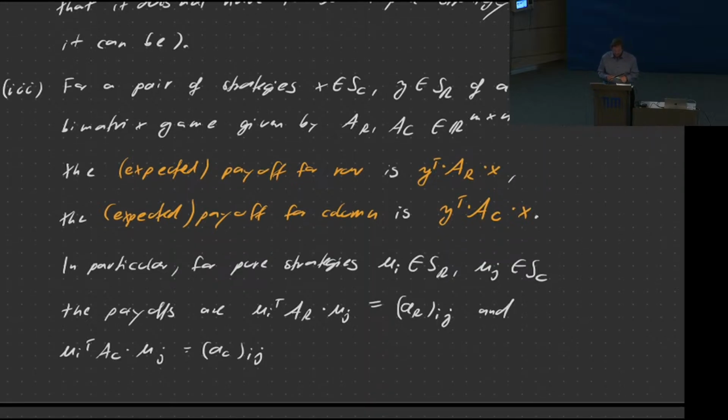So now if we have a pair of strategies, so the column player selects a strategy, again a vector from SC, and the row player selects a strategy, again a vector from SR. The question is, how can we compute the payoff? So what is the outcome of that game?